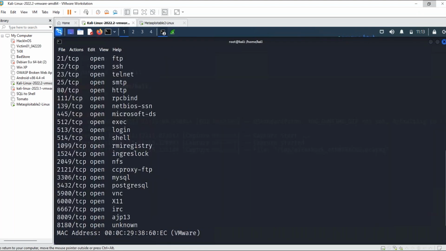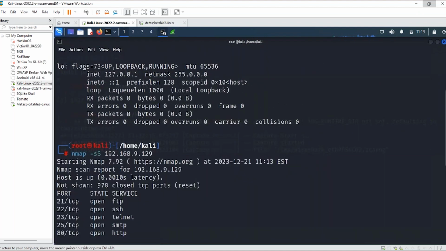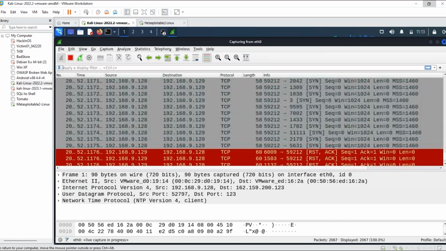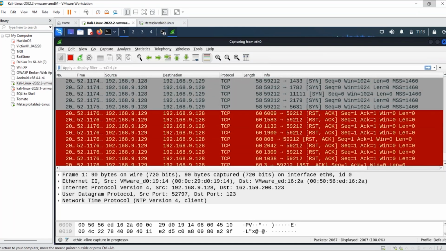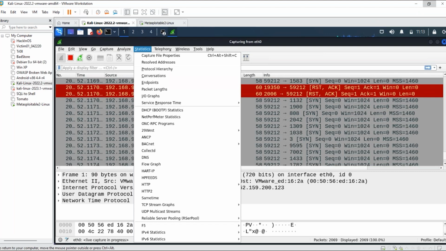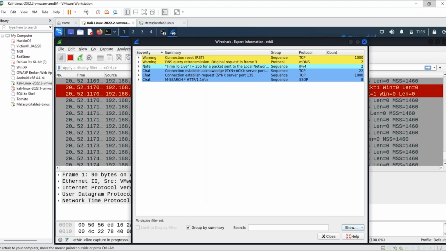But how can you determine the same thing on your defensive side? So what you do, you look out for those things over here in Wireshark. Can you see a lot of red flags over here? A lot of things are in red. If I go to Statistics, Analyze, Expert Information, can you see this? Warning.